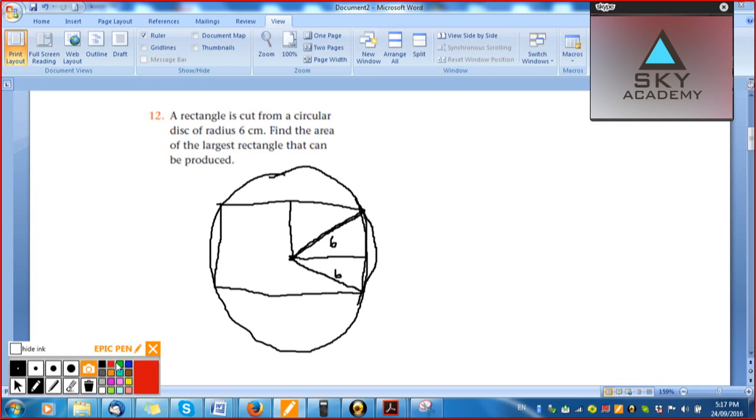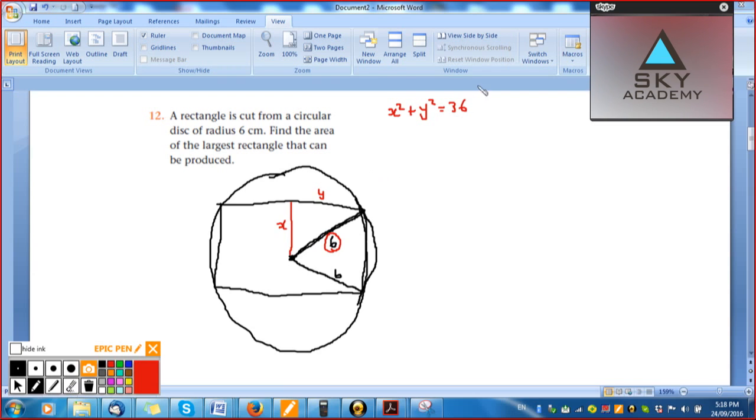Now these questions get pretty tricky, but this is what we've got to do. We've got to find a value for the width and a value for the length. So this is y, and this is x. So what's the relationship between x and y and 6? x squared is equal to 36 minus y squared. So x squared plus y squared is 36.